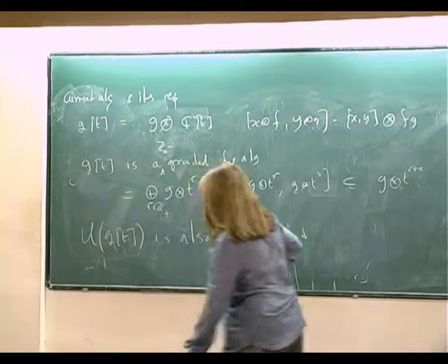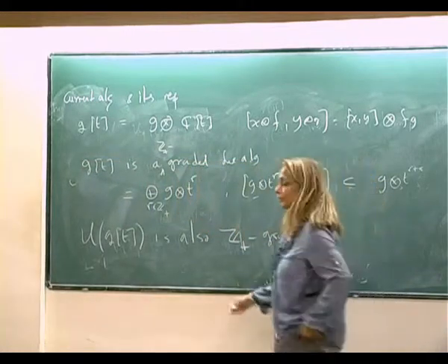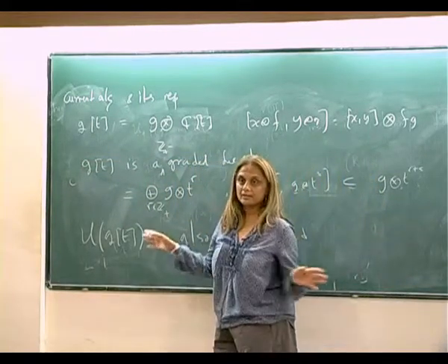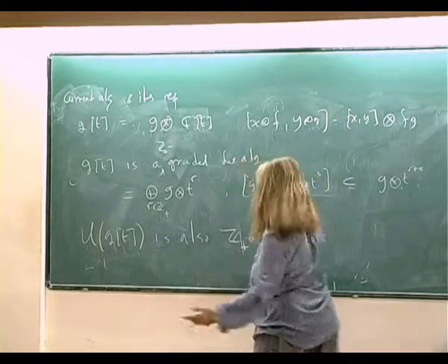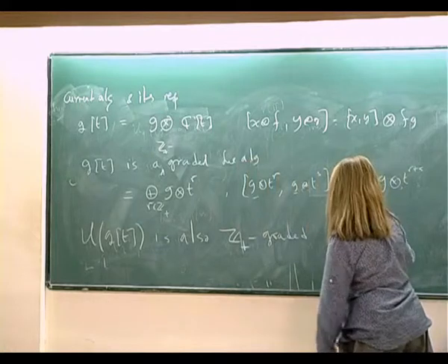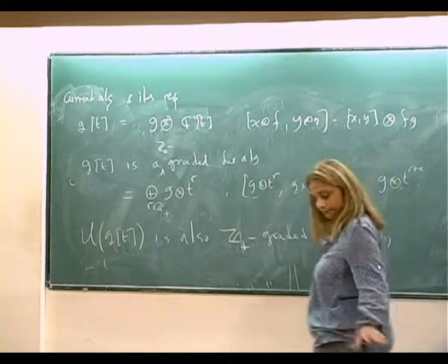What is the grading here? Well, what does the basis for U of GT look like? You just take products of monomials, right? And then each element in that monomial is graded, so naturally. Okay.